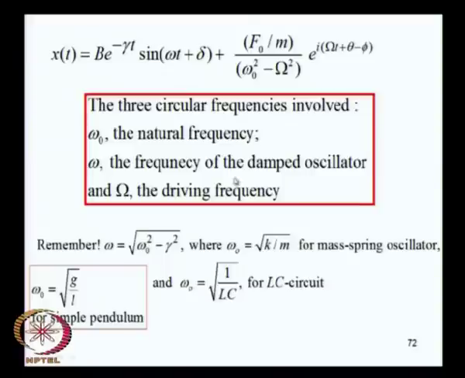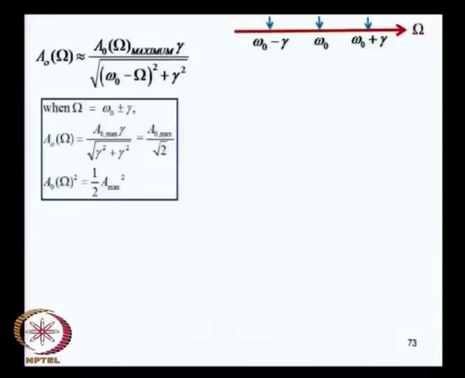One is the natural frequency omega 0, then there is this frequency omega of the damped oscillator, and there is this frequency of the driving term, and you can write this for whatever oscillator you have in mind: the mass spring oscillator in which omega 0 is root k over m, or the simple pendulum in which the natural frequency is root g over L, or the electrical oscillator in which the natural frequency is 1 over root L C. Okay. So, depending on any kind of oscillator you can develop the corresponding expressions.